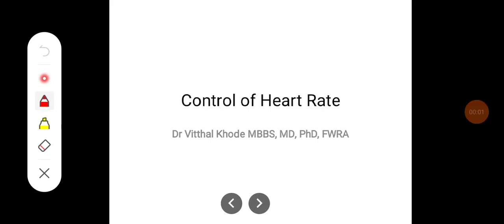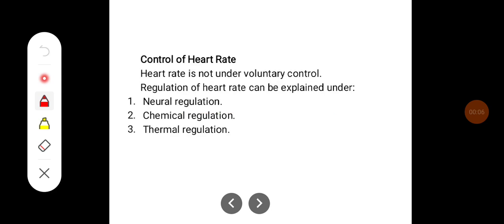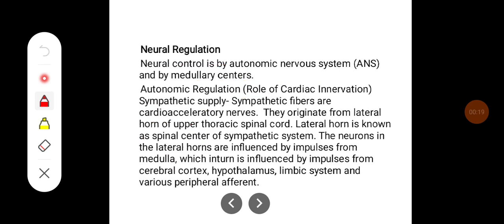Hello everyone. In this class, we'll learn about regulation of heart rate. Heart rate is not under voluntary control. The regulation of heart rate can be explained under neural regulation, chemical regulation, and thermal regulation.